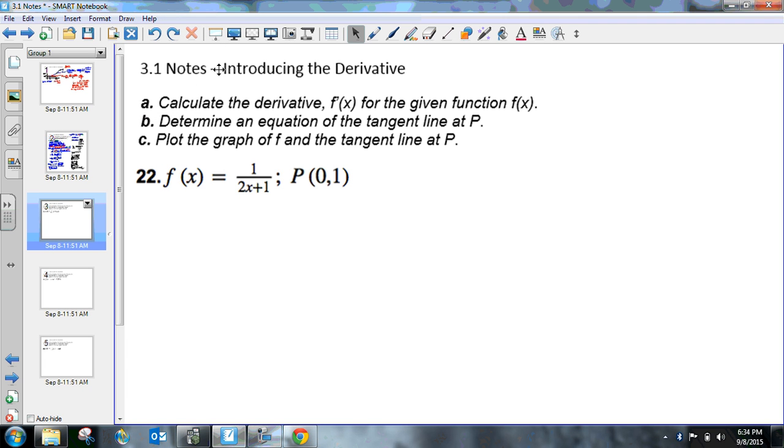Okay, welcome back to, I think this is part 4 of 3.1 notes. My apologies for the long notes, but this is some heavy-duty stuff that we have to do here. Let's go ahead and continue what we were doing.